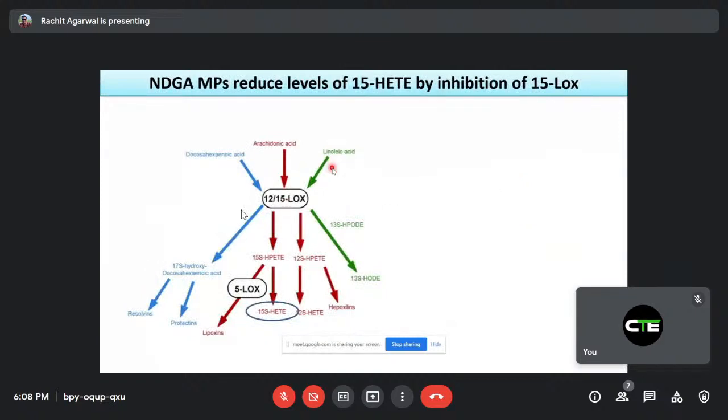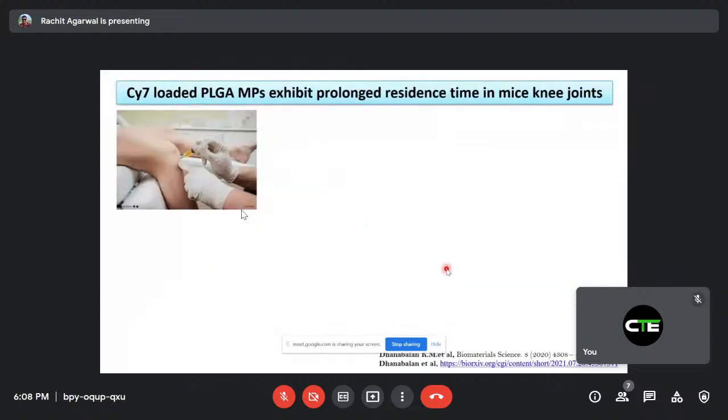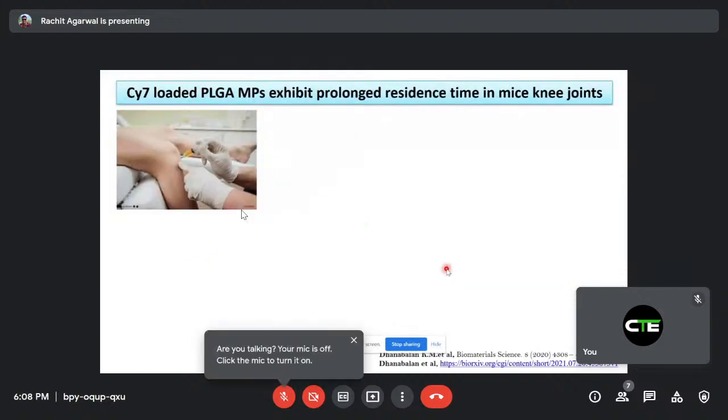Next, we looked at whether NDGA, since I showed before that NDGA is also a ROS quencher, can block the activity of this 15 LOX, which results in a lot of these inflammatory molecules being produced. And lo and behold, we again find that both the free NDGA and the NMP, which is the NDGA microparticle, resulted in a reduction of these ROS products in the cell lysate. So we were very excited with all this data. We said, okay, let's try it in vivo. Let's try it in a mouse model. And so first we decided to see how we can do this in a mouse model.